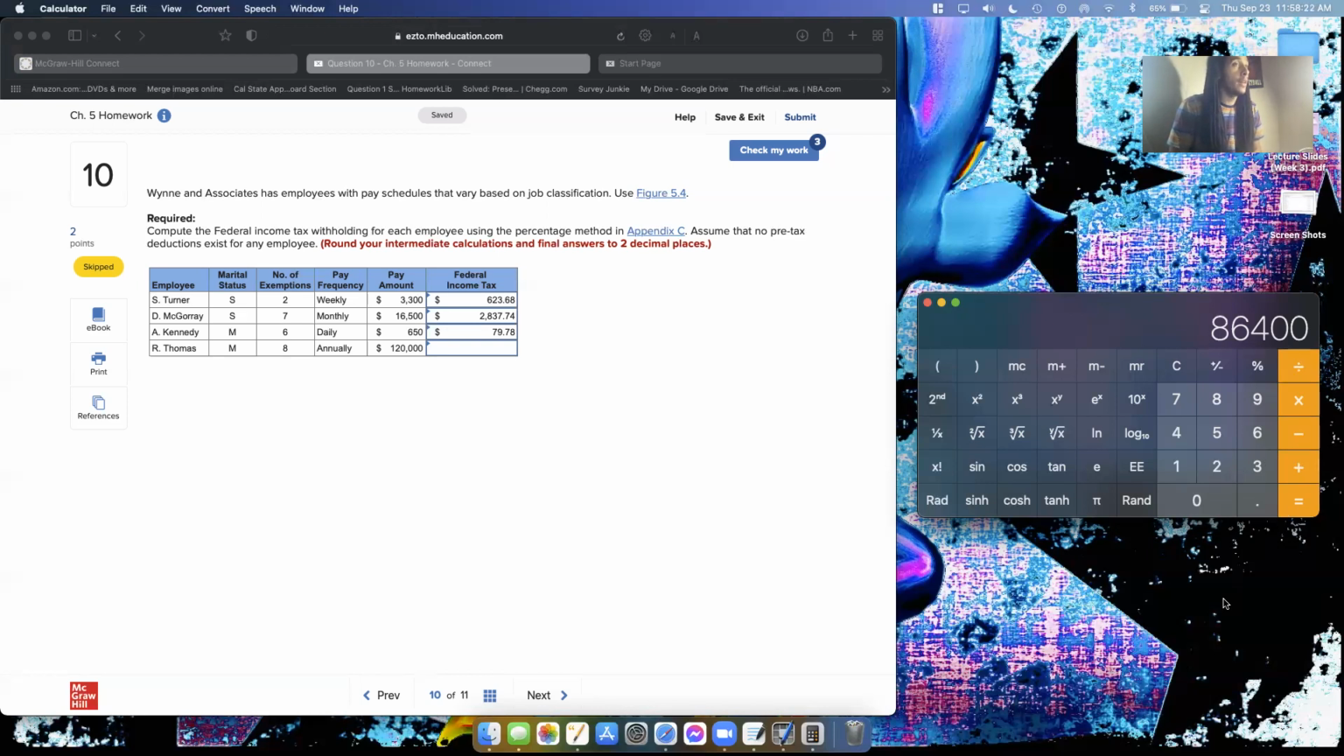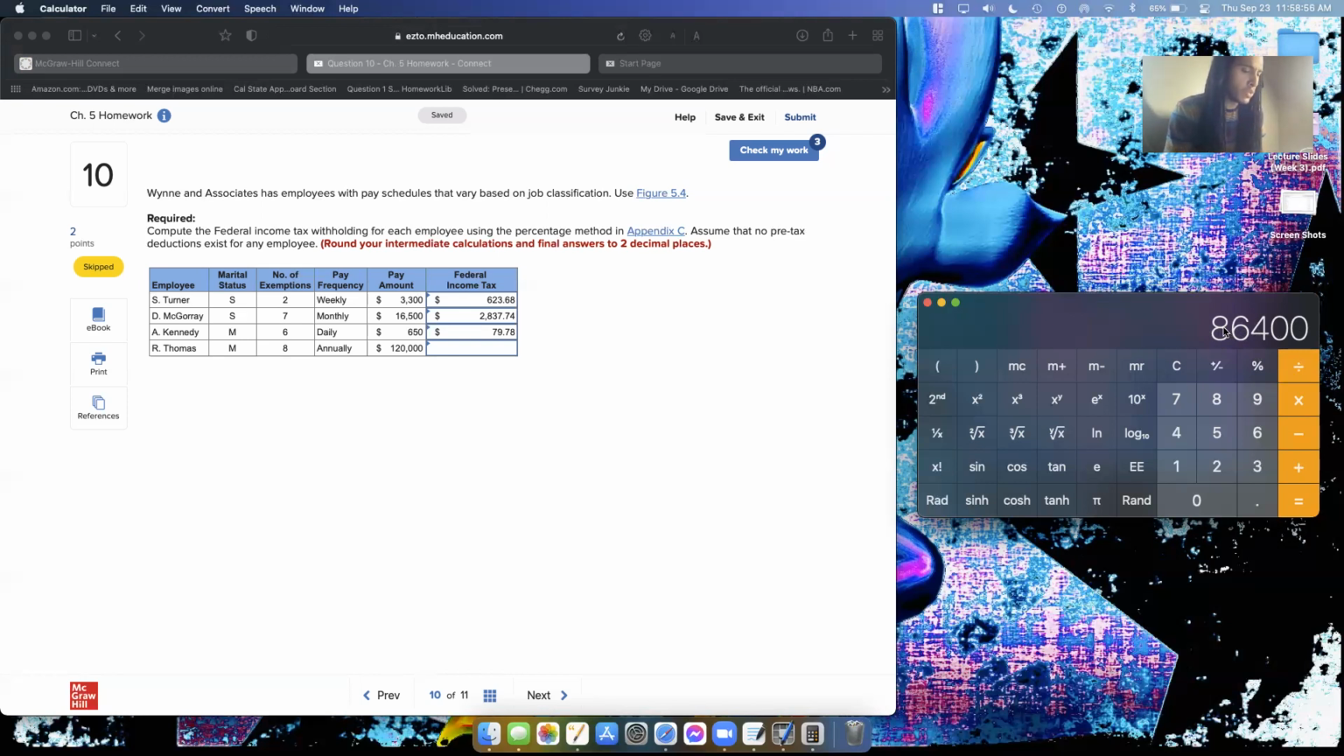So now we know our taxable income is $86,400. Now the next step is which table is the right one to choose. Well, R. Thomas is married, he's paid annually, and his taxable income is 86,400. So the correct table is table number 7 because he's being paid annually. And the portion of the table is going to be the married portion as R. Thomas is married. Now, which bracket is the correct one to use? It depends on the taxable income. And in this case, it's 86,400.